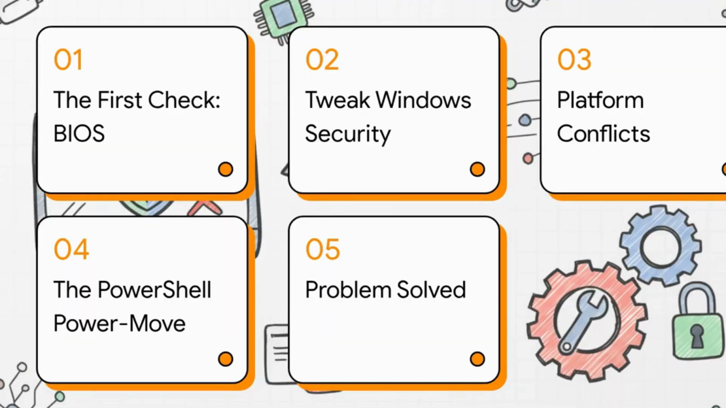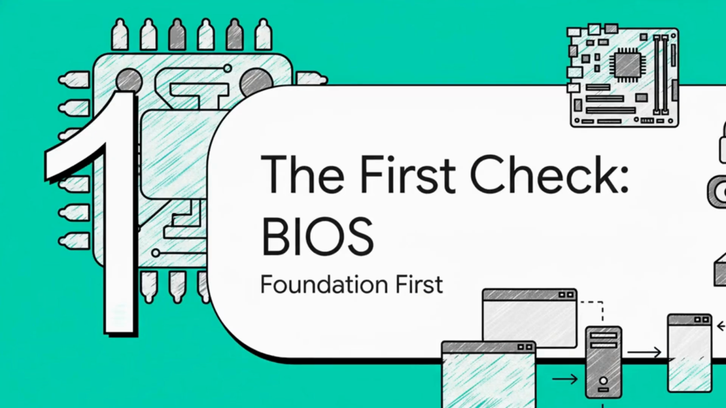Okay, so here's the game plan. We're going to start with the most likely culprit, which is in your computer's BIOS. Then we'll check a couple of Windows settings that can cause trouble. And if that still doesn't work, we've got a little power move with a script for those really stubborn cases. Let's get to it. All right, first stop, the BIOS.